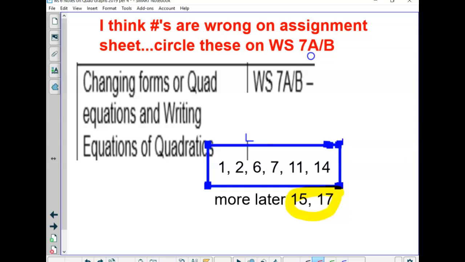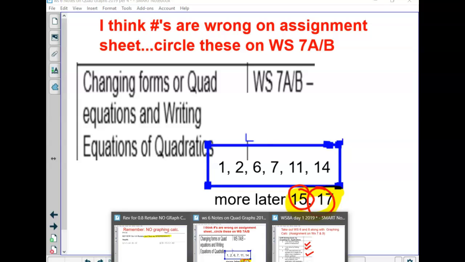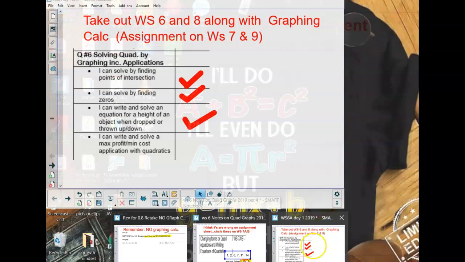So now for that, you will go back and do numbers 15 and 17 on the back of worksheet 7, okay? 7B, 15, and 17. Now we're going to practice a little more of this kind of stuff on worksheet 8.